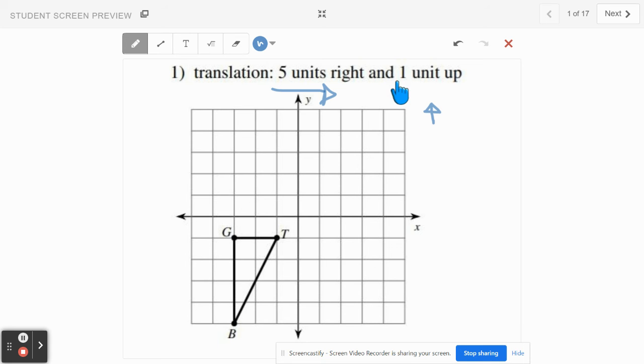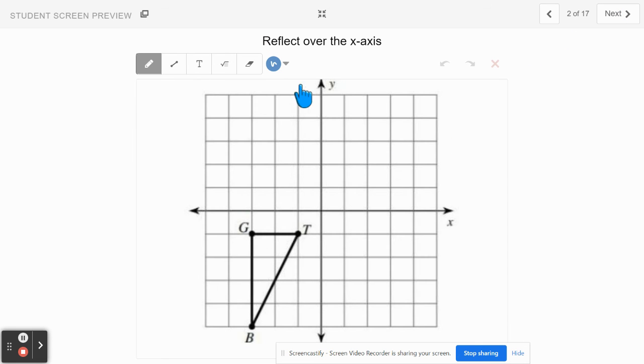So, all right. Your image should be up here somewhere. You can go ahead, Miss Alonzo, and also share other kids' screens if you'd like to see how they did. Kids love that. So share their work. Feel free. All right. We're going to go to the next slide. Reflect over the x-axis. All right. Go ahead and push pause.